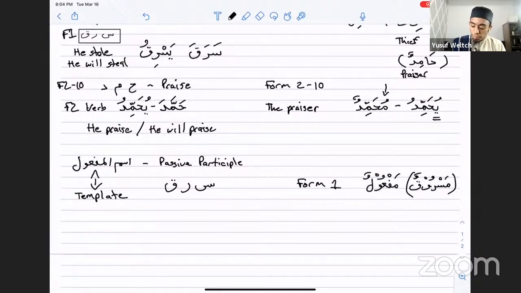So you can say kitabi masruq. How would you translate that? Kitabi masruqun. My book is stolen. Good. My book is stolen.